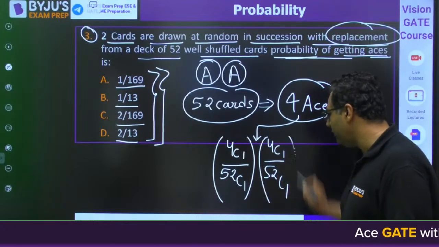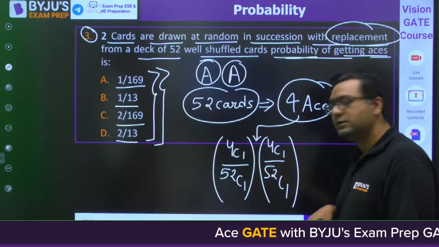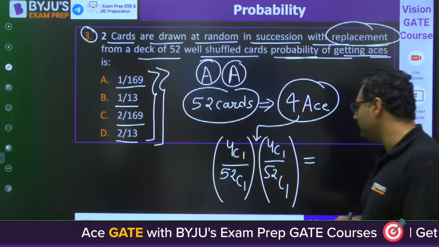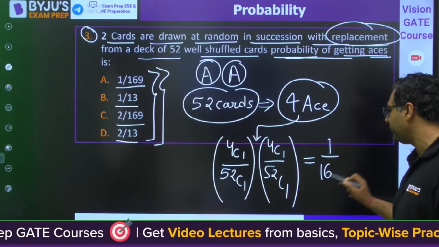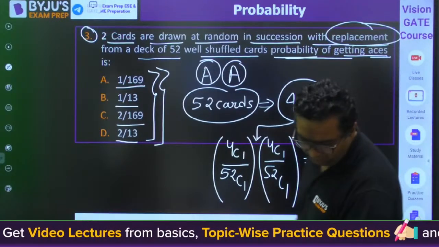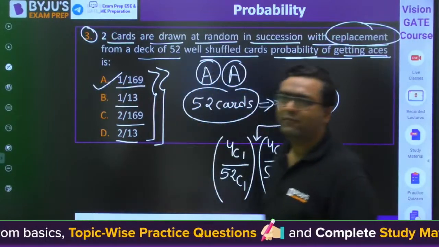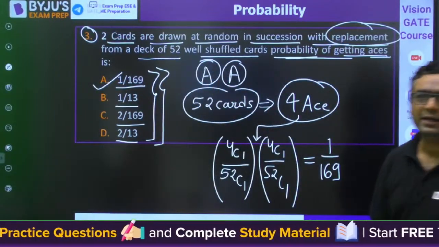So this is the probability of getting the first ace, and the probability of getting the second ace. What is going to be that? I feel this will be 1 by 169. The answer will be A for this. Everybody got it? Everybody understood?